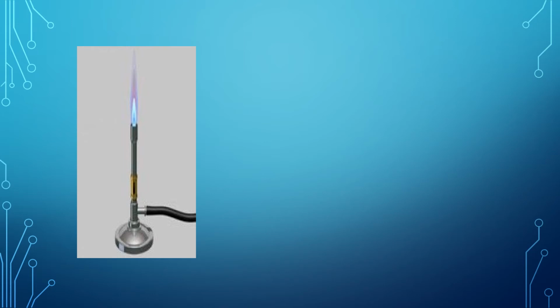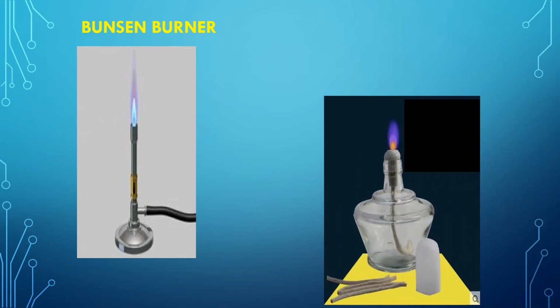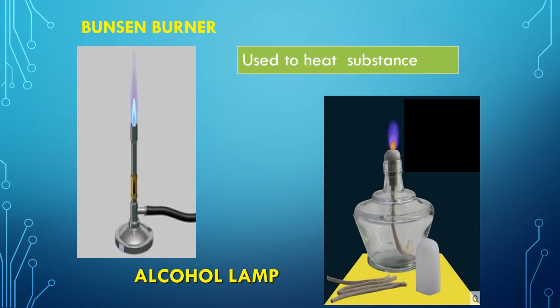Next, let us see this one. What is the name of this? So it is Bunsen burner. Next, alcohol lamp. So it is alcohol lamp. So what is the function of this Bunsen burner and alcohol lamp? So it is used to heat substance.